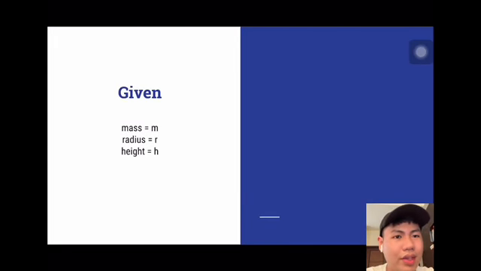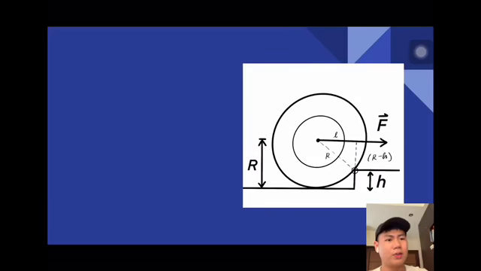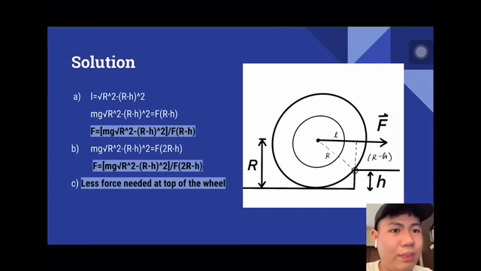So, we have a given mass equals m, radius equals r, and height equals h, and all we're looking for is the force. Given the diagram I drew up, we are looking for the lever arms and the forces. So we have the normal force mg multiplied by our L, which using the Pythagorean theorem is the square root of r squared minus r minus h squared, equals F, the applied force, times r minus h. So all we have to do is isolate F, which will give you mg times the square root of r squared minus r minus h squared, all over r minus h.